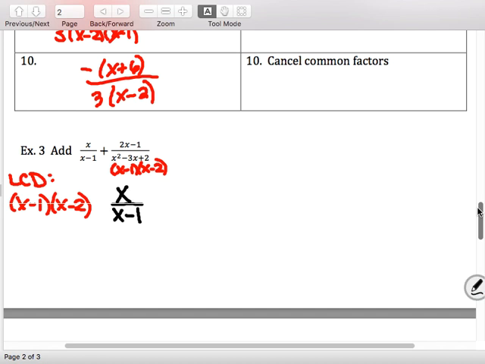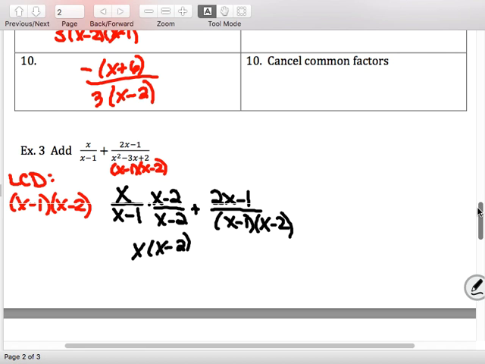Then I'm going to build the common denominator by multiplying by 1. The second fraction already has the common denominator, so I don't need to do anything to my second fraction because it already has the LCD. But my first fraction is missing x minus 2. So I'm allowed to use the multiplication property of 1. So this is x times x minus 2 over the common denominator.